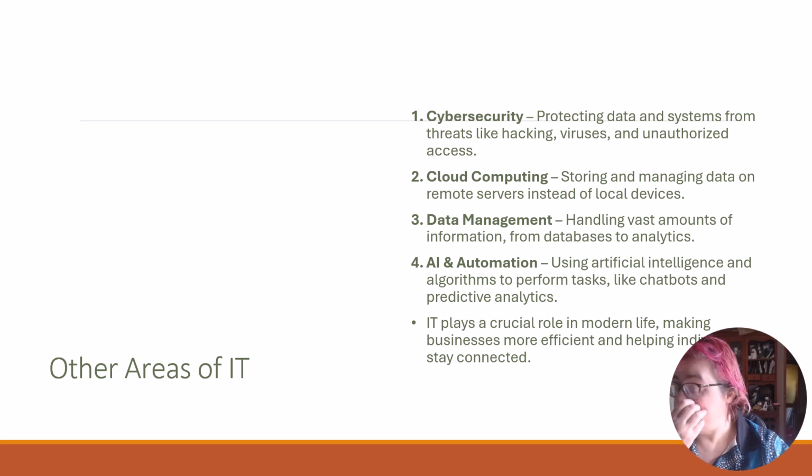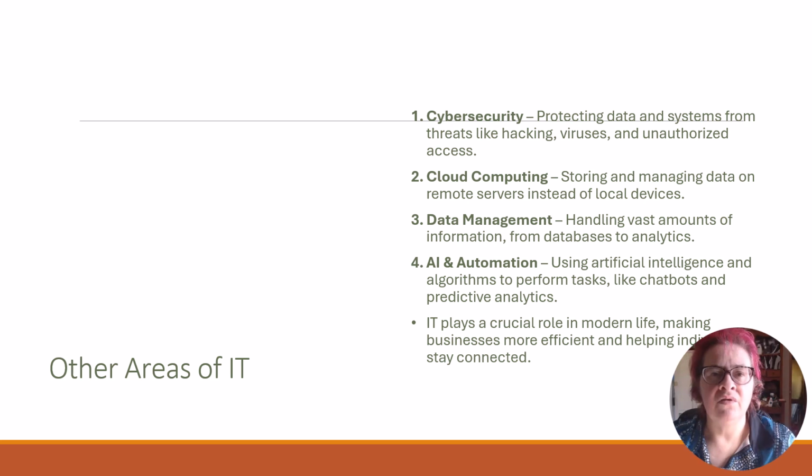AI and automation: using artificial intelligence and algorithms to perform tasks. Now, many tasks can be performed by AI and automation, and probably should, because they save workers. So things like chatbots and predictive analytics. IT plays a crucial role in modern life, making businesses more efficient and helping individuals stay connected. So this is important. If you want to be connected to other people, if you want to have services and things, you need to use computers and IT.